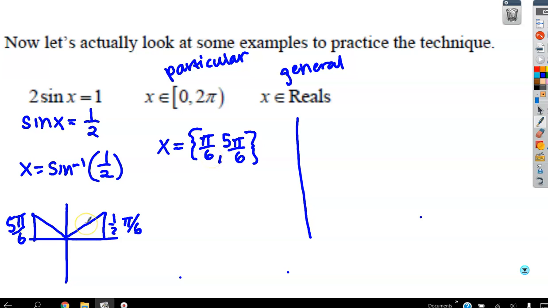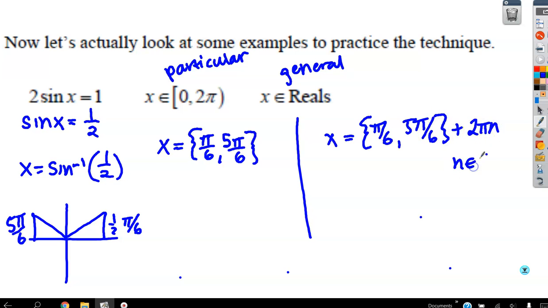Unfortunately, they're not evenly spaced, so what you could say is pi over 6, comma 5 pi over 6, and then plus 2 pi n. Why plus 2 pi n? This would wrap each of them full circles. So then this gives us all versions of the answer. Okay.